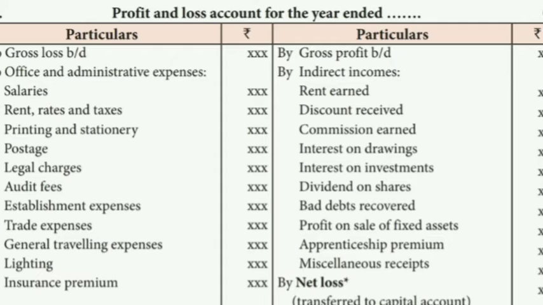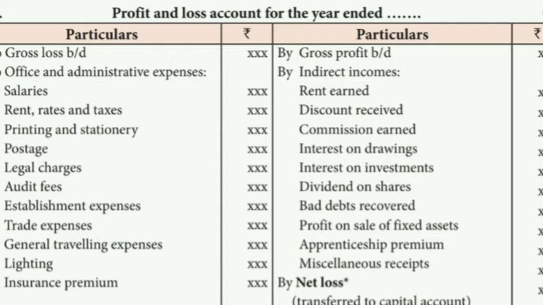Then if you get any profit out of sale of fixed assets, it must be an indirect income. Then apprenticeship premium: if we are giving training by a resource person, then it is a fee from the people, so it is an indirect income. Then other miscellaneous receipts. So this is the format of the profit and loss account.